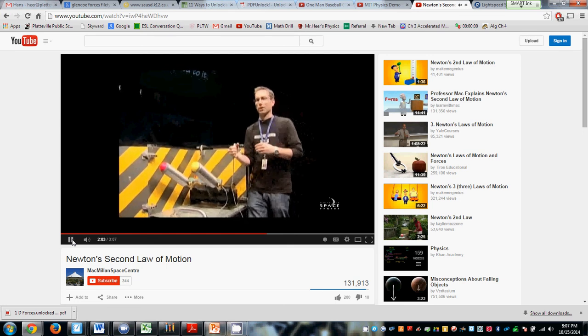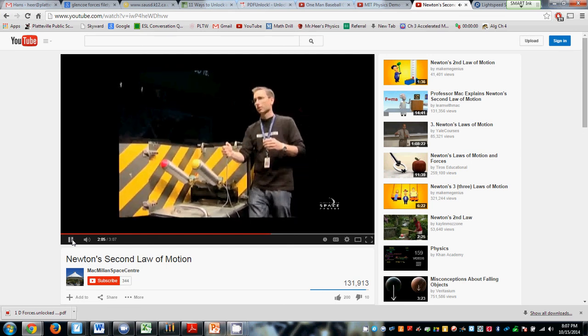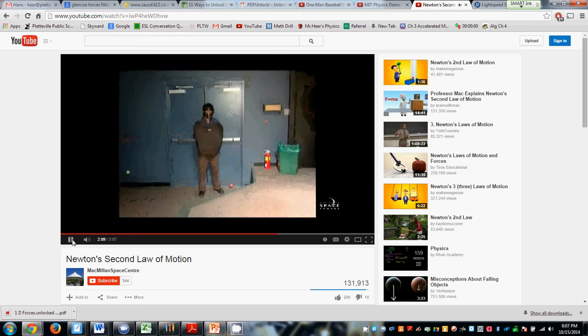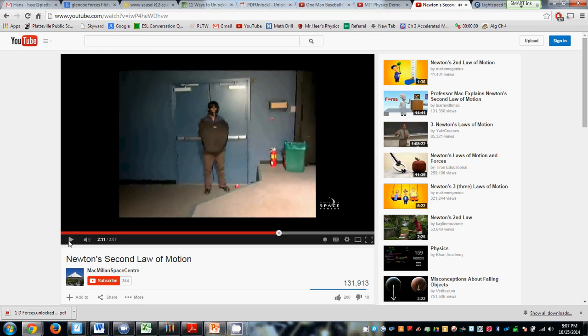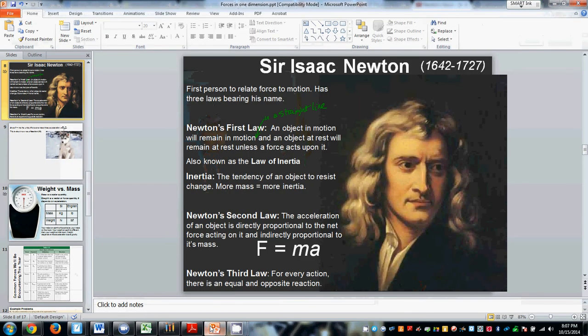Again, the red one is much heavier than the yellow one. 3, 2, 1, shot with the same force. And you can see that the red one did not go anywhere near as far as the yellow one.